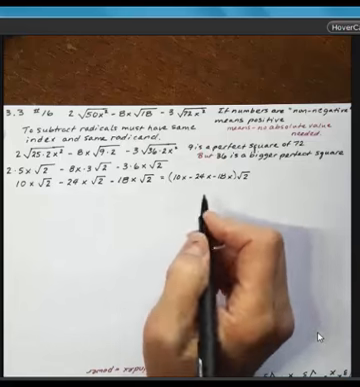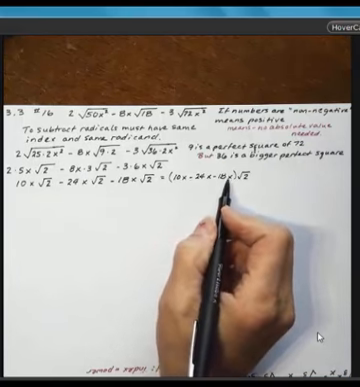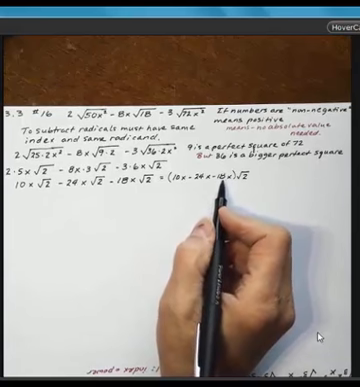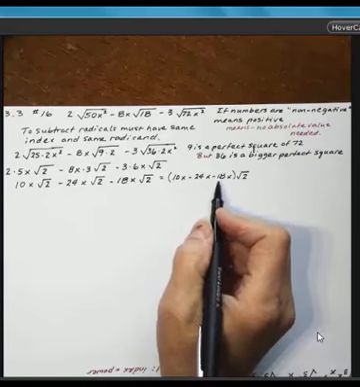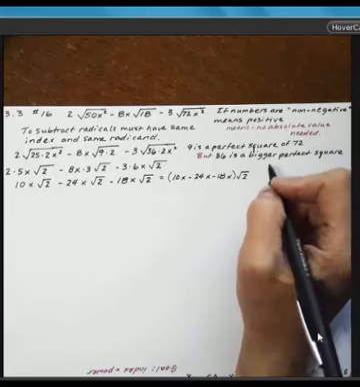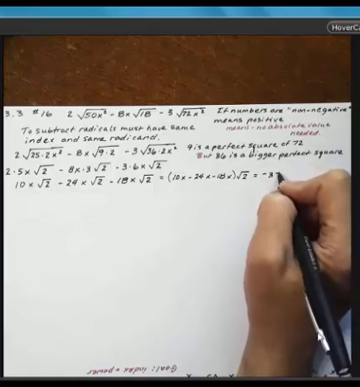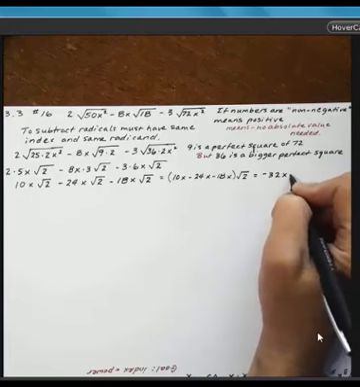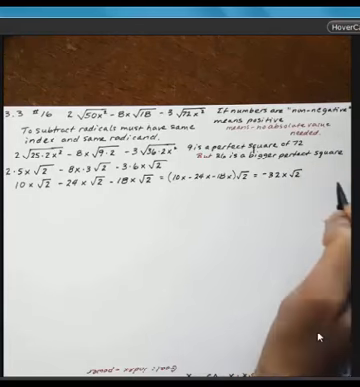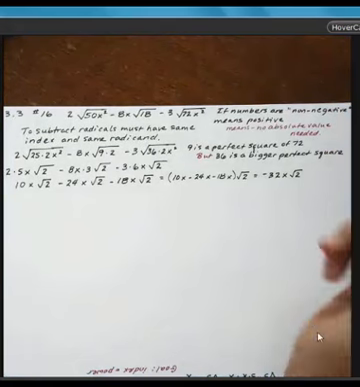So now I need you guys to take 10x minus 24x minus 18x and figure out what we end up simplifying that to. Okay, you should be coming up with negative 32x square root of 2. That is the answer to problem 16. You are done.